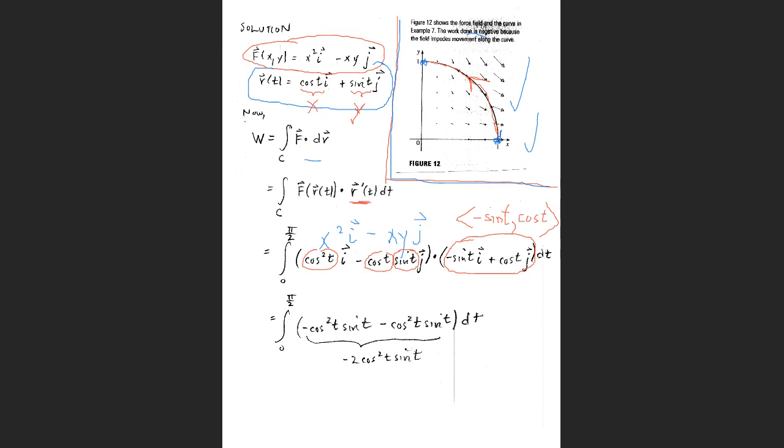Okay, well, we're going to compute our dot product here, and we know how to compute dot products from section 9.3. The dot product of two vectors is a scalar, and in this case it's a scalar function. The scalar function is going to be negative cosine squared of t sine t minus cosine squared of t sine t. But those are like terms, so that just equals negative 2 cosine squared of t sine of t.